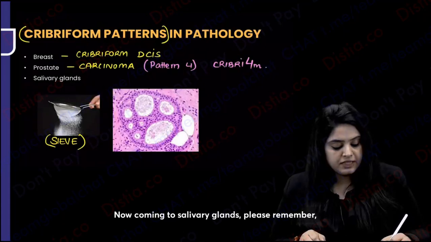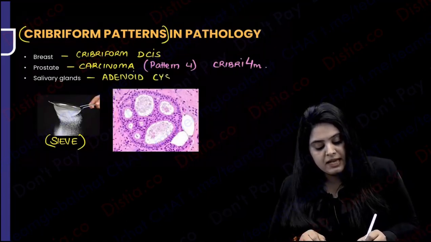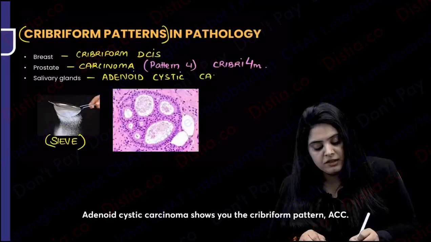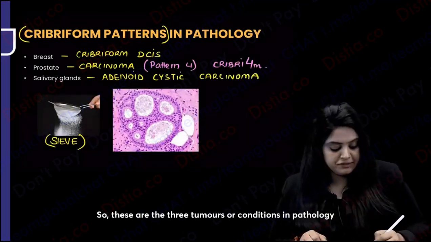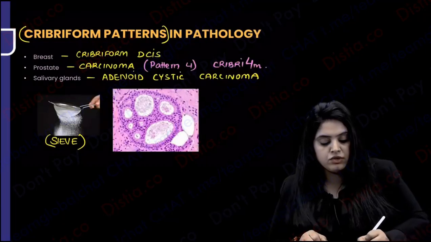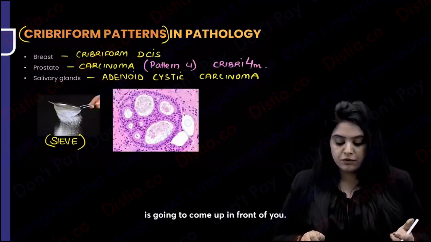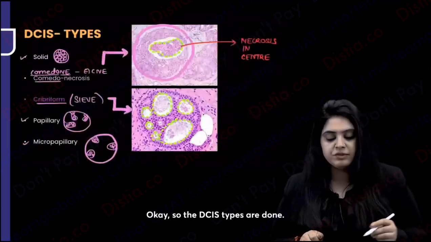Now coming to salivary glands, please remember adenoid cystic carcinoma tends to show you the cribriform pattern. Adenoid cystic carcinoma shows you the cribriform pattern, ACC. So these are the 3 tumors or conditions in pathology where this channi or sieve or cribriform is going to come up in front of you. Okay, so the DCIS types are done.